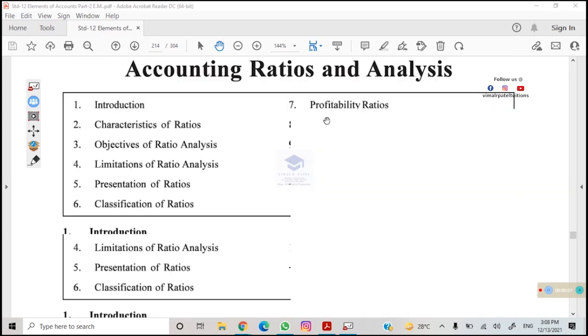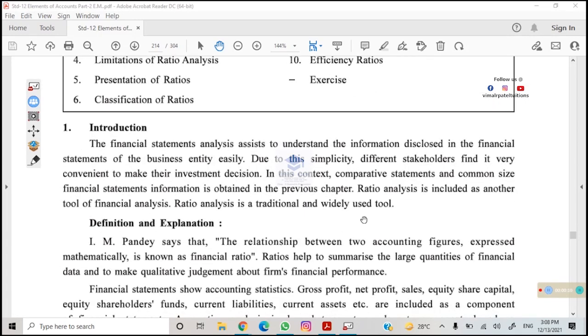Chapter 5, Accounting Ratio and Analysis. Accounting ratio is one of the techniques to evaluate the performance of a company. Or you can say it is a technique of financial statement analysis. Financial statement means profit and loss account and balance sheet of any company.